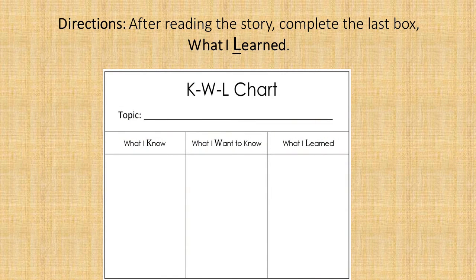Now let's look back at our KWL chart. After reading the story, complete the last box, What I've Learned. What did you learn about the three little pigs? What were some of the elements or characteristics of the story that made it a fairy tale?